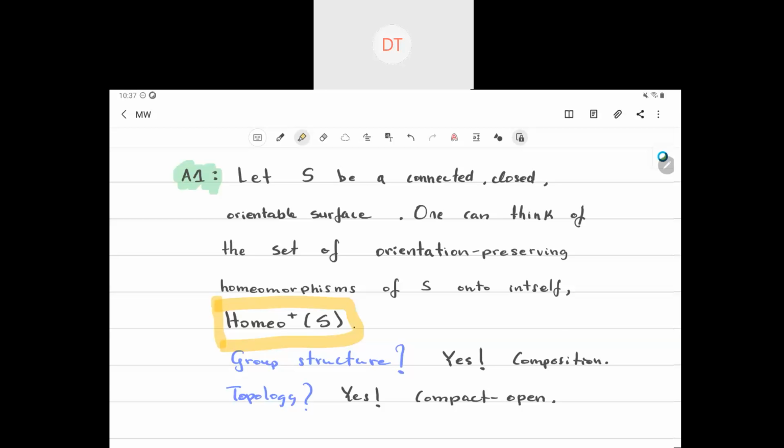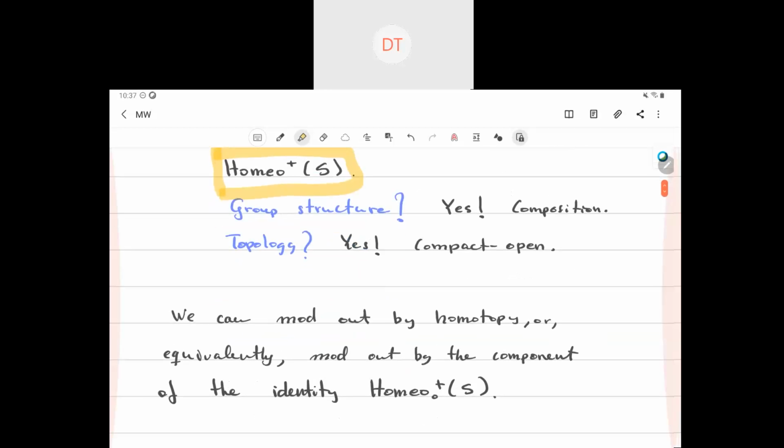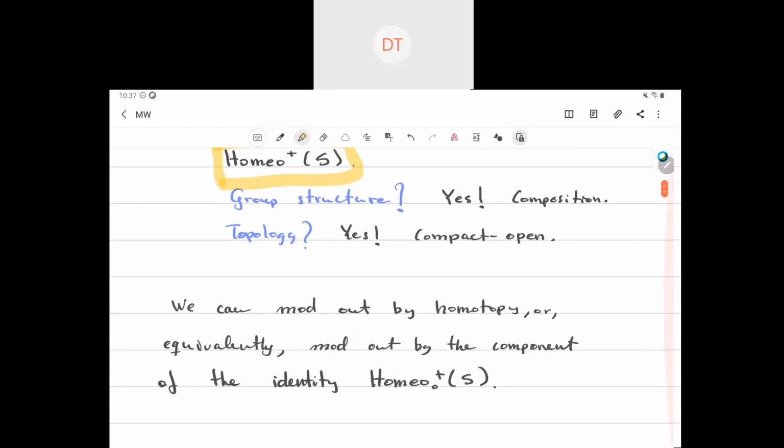All right. What can we do with this topological group Homeo^+(S)? One thing we can do is mod out by homotopy. Homotopy defines an equivalence relation on this set, and we can mod out by this relation. Equivalently, we can mod out by the component of the identity.